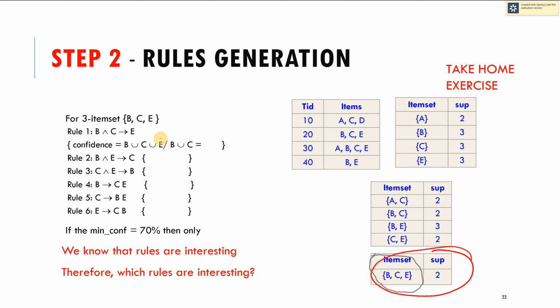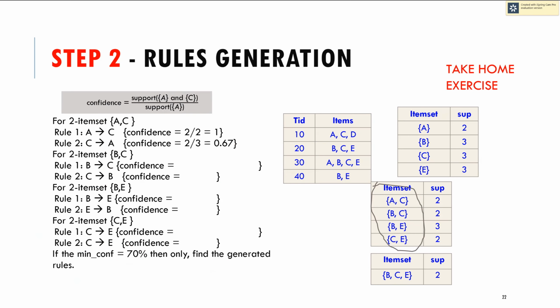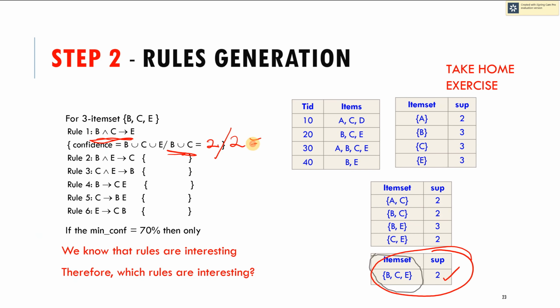What would the confidence be? It would be the support of all of these 3 items, the combination of these 3. Okay, so this is 2. So you are going to have 2 over the support of B and C. Okay, so what is the support of B and C? That is 2 over 1, this one.